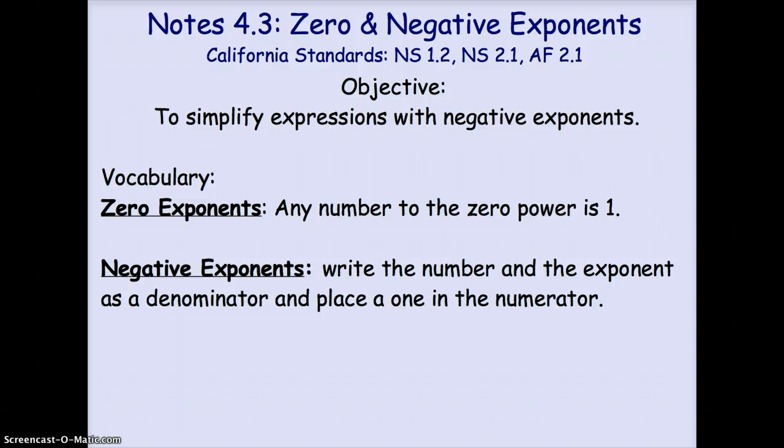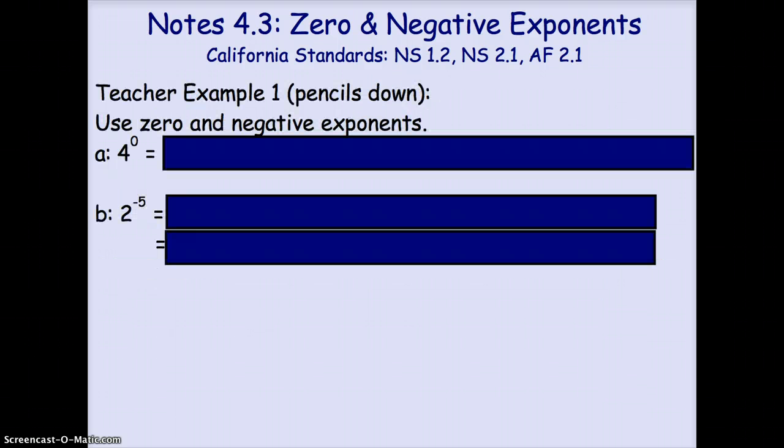So first vocabulary is zero exponents. This is a review one. Any number to the power of 0 is 1. And our negative exponents: write the number and the exponent as a denominator and place a 1 in the numerator. Again, we covered this briefly, but we're going to spend a little more time on it now, particularly looking at turning into fractions instead of just decimals. Okay, let's go ahead and try a few out.